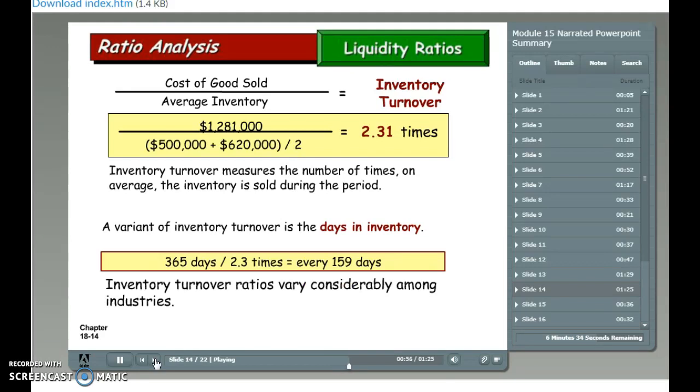Inventory turnover ratios vary considerably among industries. Grocery stores, for example, have large inventory ratios because they sell their inventory quickly versus other industries, such as car dealerships or expensive jewelry stores, that take much longer to sell their inventory. As with the current ratio and acid test ratio, larger versus smaller accounts receivable and inventory turnover ratios indicate stronger liquidity.